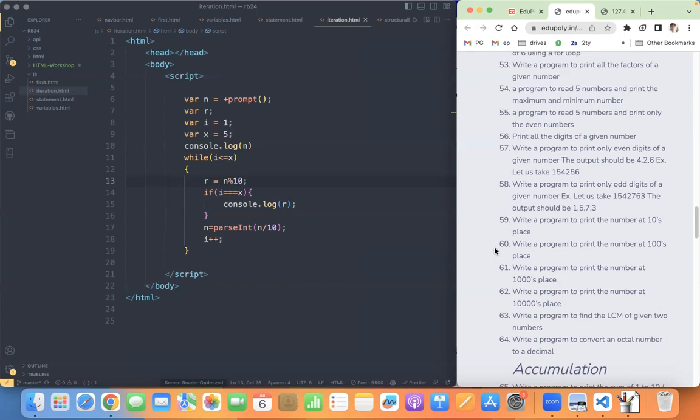What is this reading? Very good. Reading means taking input from the user. Take 5 numbers from the user.